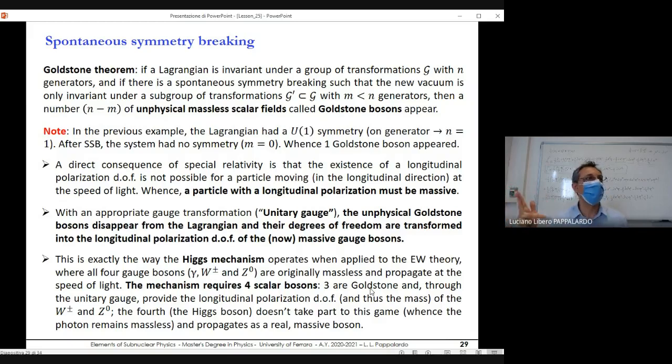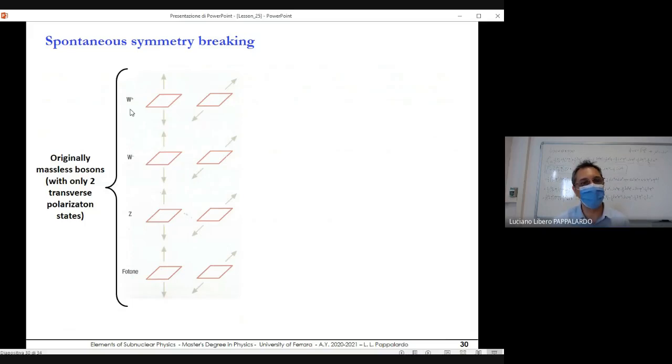And this is the reason why the photon, which is the fourth remaining boson, remains massless. There is no additional Goldstone boson that can provide mass to the photon. So, of the four scalar bosons, three are Goldstone and provide the mass to the W plus, W minus, Z, and one remains massive and real, and this is the Higgs boson, which we have to detect experimentally. Let me try to show this graphically.